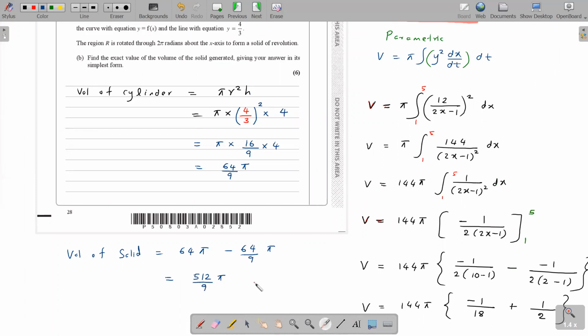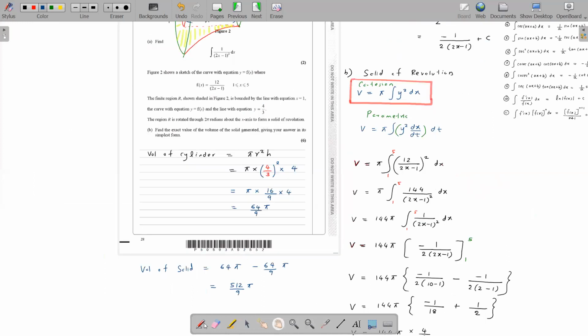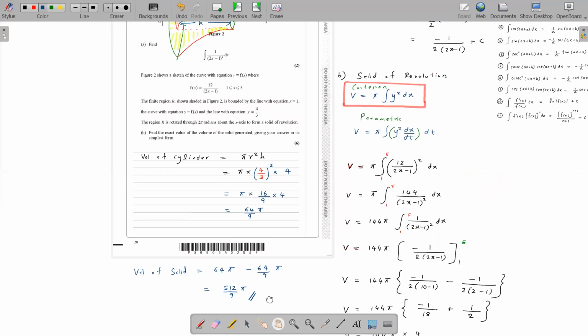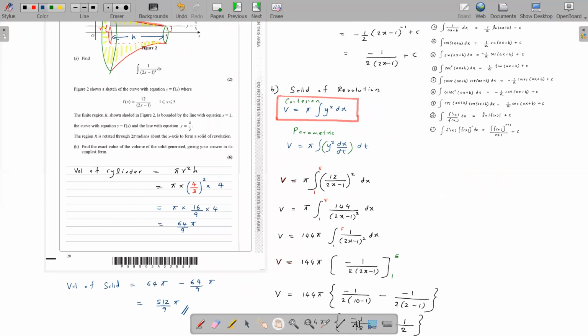Now you don't need to type the π in the calculator. Since π is common to both terms, you could just type 64 minus 64/9 and get the answer as 512/9, and then the π. They're asking for the exact value. This is the exact value. So definitely give your answer in terms of π, because they want the exact value. Okay, so this is the answer.